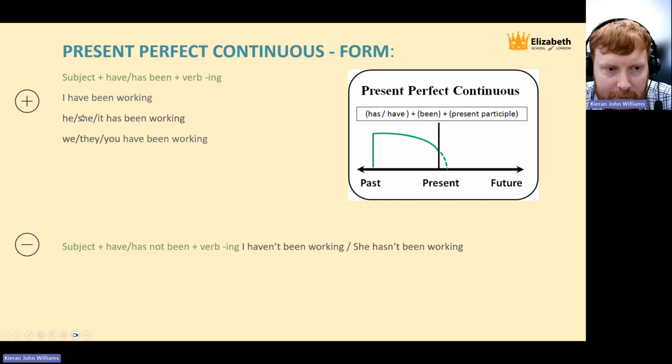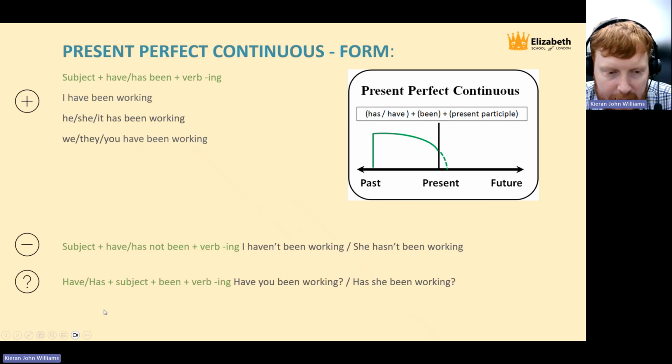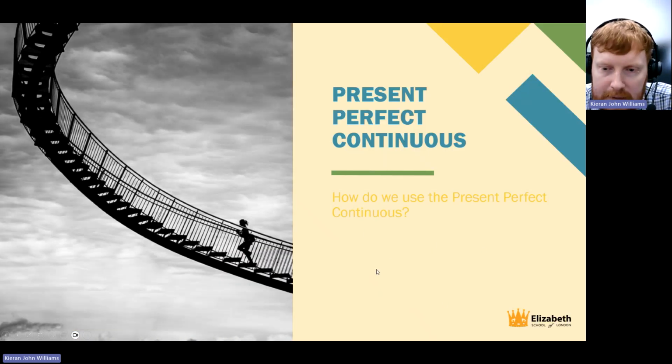So I haven't been working, it hasn't been working, you haven't been working. And then in the question form, again, we change the word order. Okay, you flip it, reverse it. Okay, so you see here it is you have been working. You change those words around and it becomes have you been working. Okay, so quite logical, the formula in how we make it, but let's think about how we should use it.